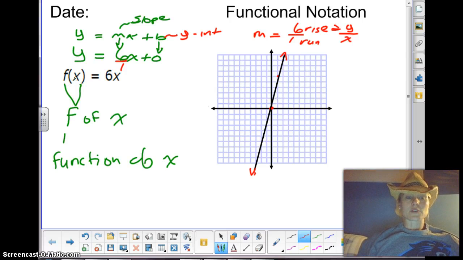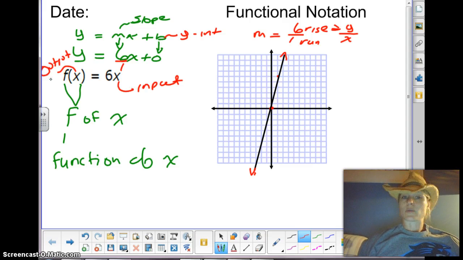Now when we're talking about functional notation, we're talking about what you put in for y here. Now this is also called the output, and the x is called your input. So when we're talking about functional notation, we're talking about what you put in and what you get out.